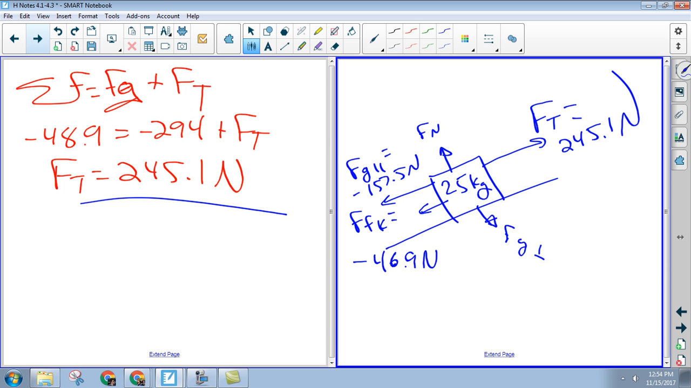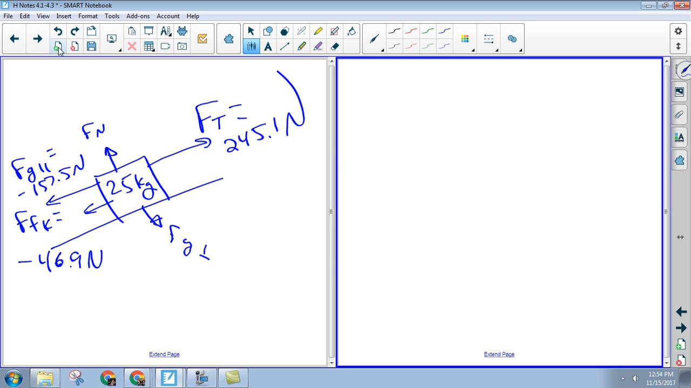Does everybody understand why the tension's pulling the cart up? Is that it? I think that's it, isn't it? Okay, so last step. Let's see if this gives us the right acceleration.